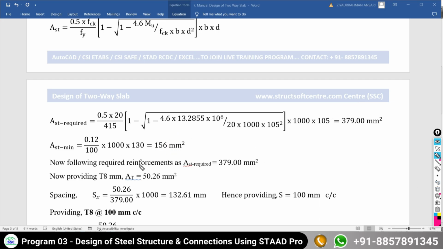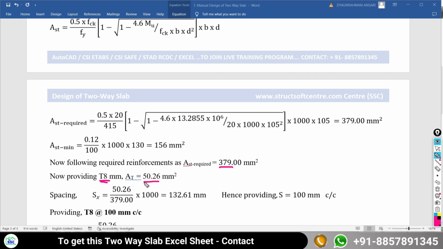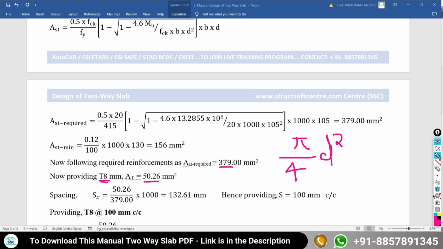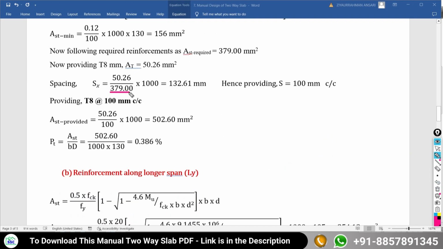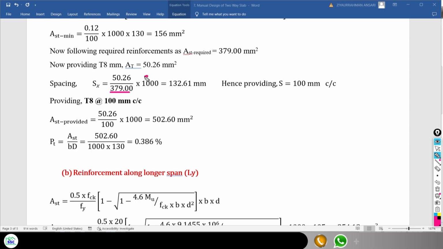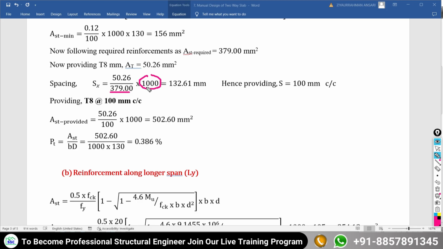Next, following the required reinforcement, as it is more than the minimum, 379, I am going to provide 8 mm diameter bar. The unit area of an 8 mm diameter bar becomes 50.26, which you can calculate from pi by 4 d square. Put the diameter here, and you will get the unit area as 50.26. Now how much spacing is required? Unit area divided by total area required, 379, multiplied by the considered width of the slab. So 1 meter width of the slab we are considering. After doing this calculation, we get the spacing required as 132.61 mm.